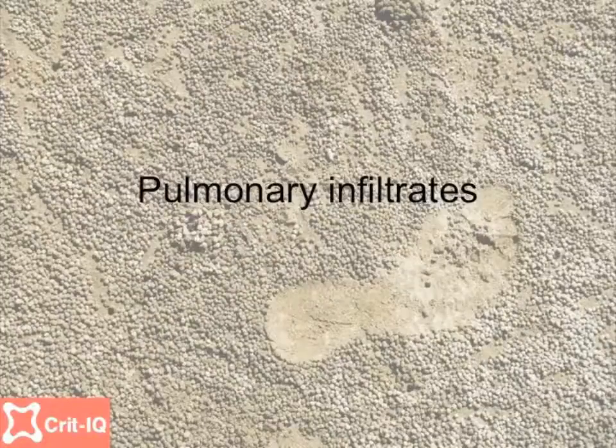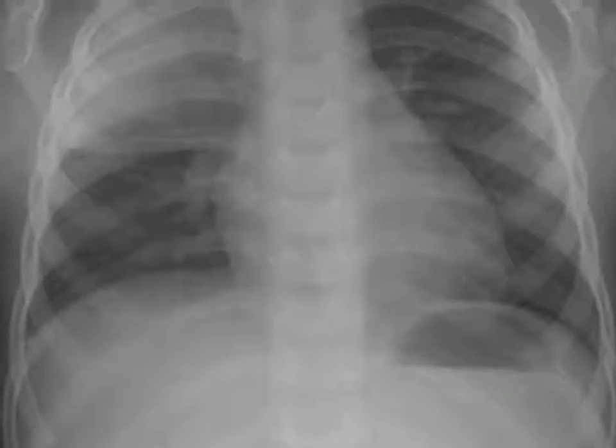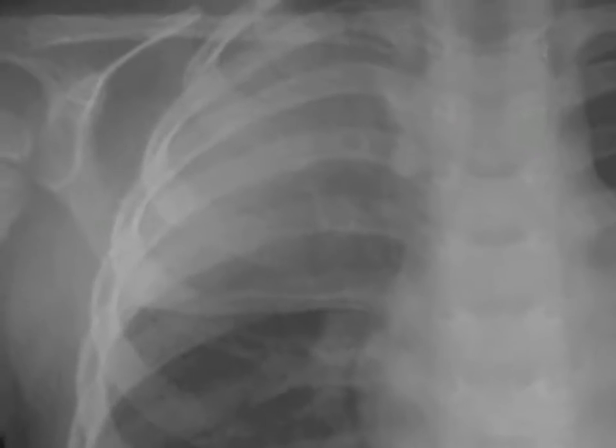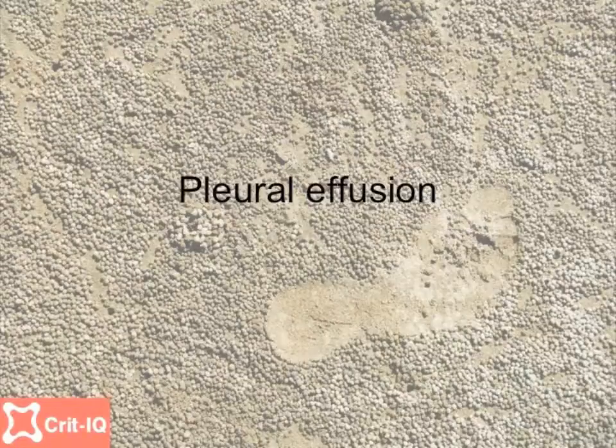A pulmonary infiltrate is an abnormal area of whiteness in the lung fields. In addition to lung pathology, abnormalities in the pleural space may give rise to this appearance. A pleural effusion is a common cause of whiteness on the chest X-ray.